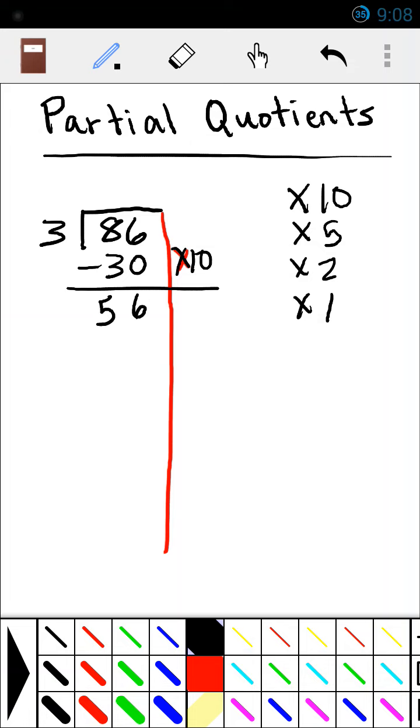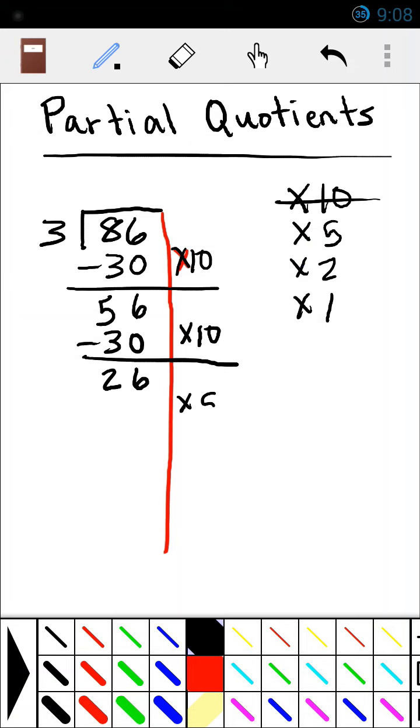Now, I can take away another 30 away from 56, so I go ahead and I just do times 10 here. I draw my line and I subtract 30. That's going to give me 26. So I can't multiply by 10 anymore, so I cross it off. Now I multiply the 3 times the 5, because that'll give me a multiple that I can take away from 26, which is 15. I subtract that and I end up with 11. I can't multiply by 5 anymore, so I cross it off.